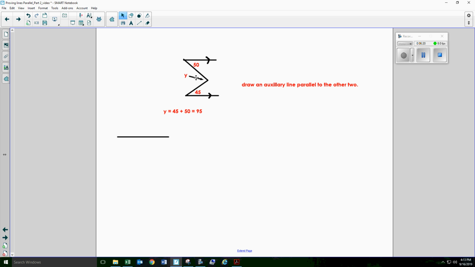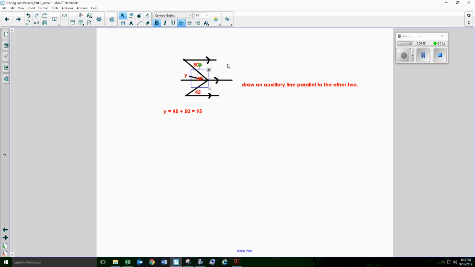So what we do is we draw an auxiliary line parallel to the other two parallel lines right here. These are parallel. We're going to draw an auxiliary line. So I'm going to go ahead and pull this in right here, and now that's parallel to that. And the reason I'm going to do that is because now I have parallel lines cut by transversal here. So I have alternate interior angles are equal. So if that's 50, that puts a 50 right there.